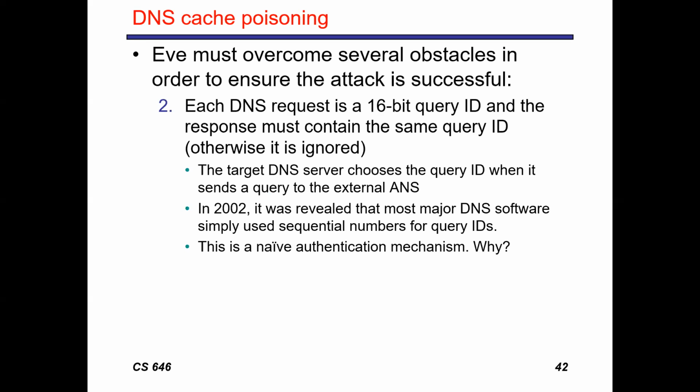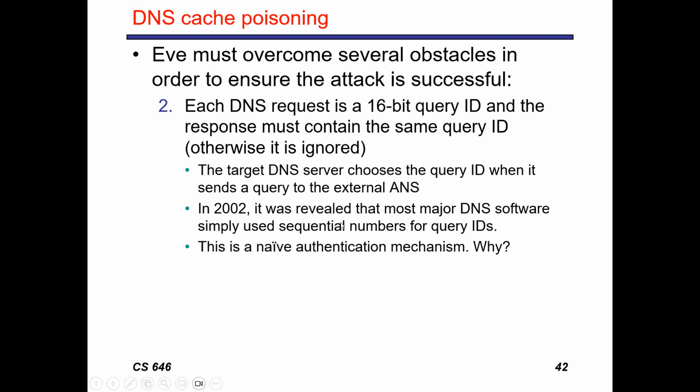the target DNS server normally chooses a query ID when it sends a query to the external authoritative name server. Which means when you make the query to the DNS server, the DNS server will make a query to the authoritative name server asking what is the IP of www.google.com. And this query ID is known only to the DNS server and not known to the attacker. So the question is, when you send a reply back, you basically don't know the query ID. So how would this attack be successful? Because if it doesn't match, the DNS server will simply drop this message.